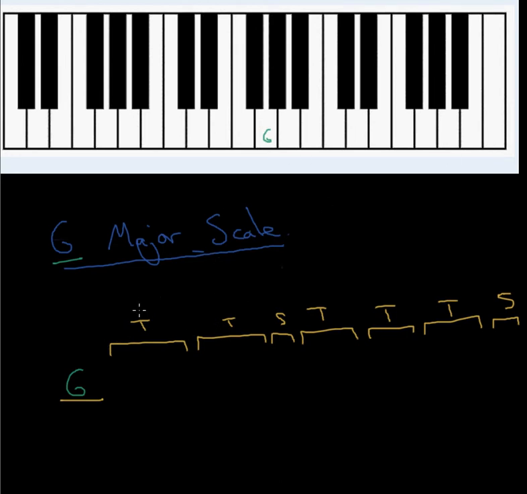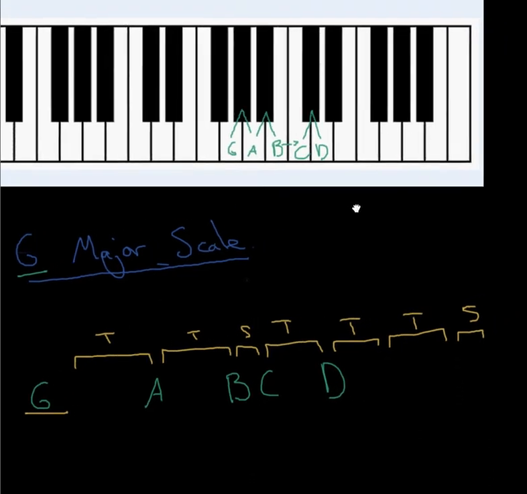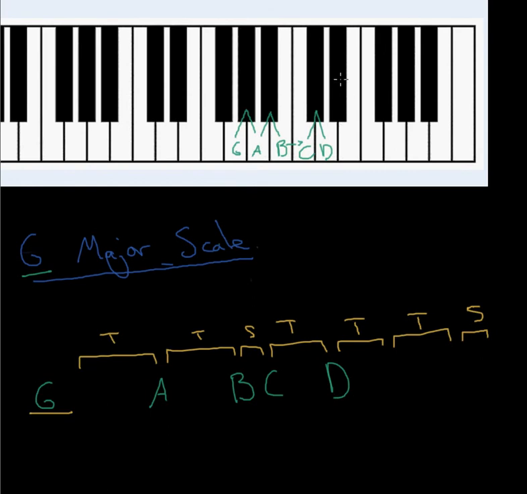Remember, a tone is 2 semitones. So let's work out G up 2 semitones. There's 1, there's 2, this is A. Yep, A is our second note. Up another tone, that's 1 semitone, 2 semitones. This is B. We need a semitone above, C. Up a tone from C, there's 1 semitone, 2 semitones, that is our D. Up another tone from D, 1, 2, that is our E.